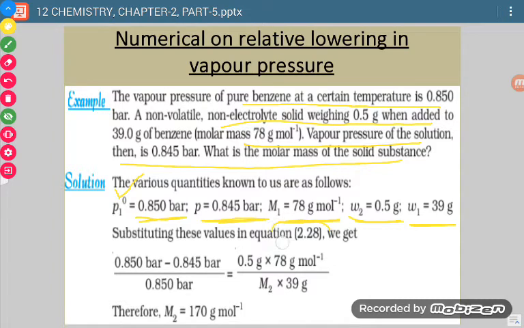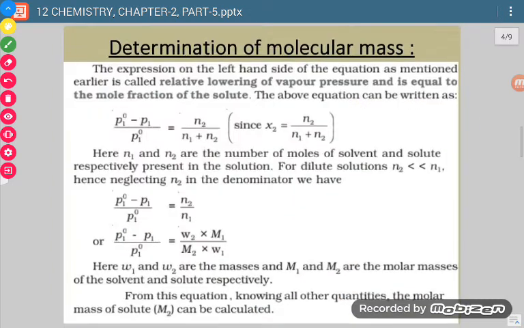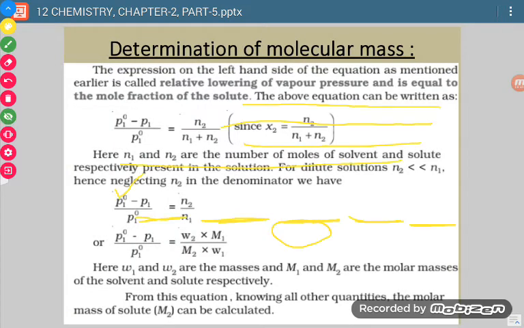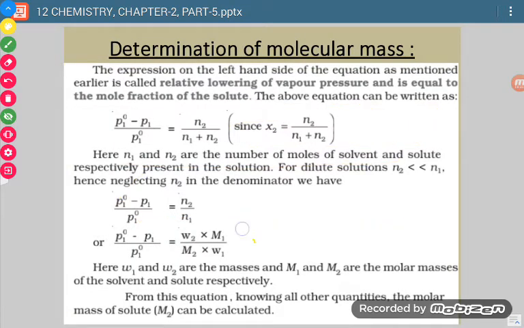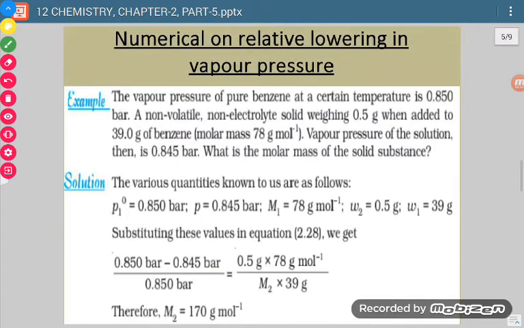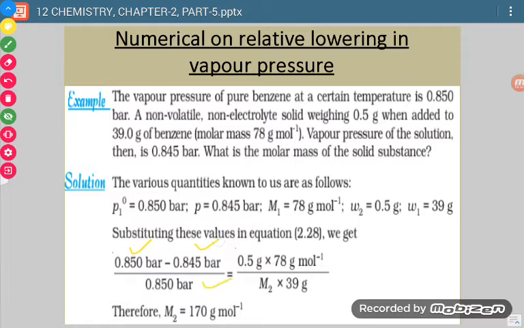Now equation 2.28 means the equation which we have just done. Just now we did this relation, this one. In this relation all things are given except M2. This is also given, this is also given, this is also given, and this whole thing is also given. So what we do is put all the values here, and we will get the molecular mass value as 170 gram per mole.